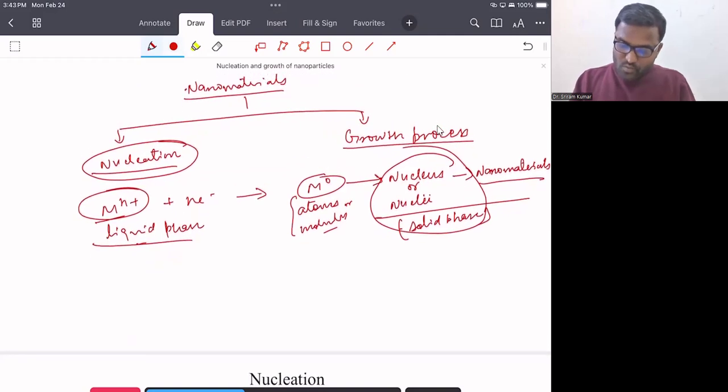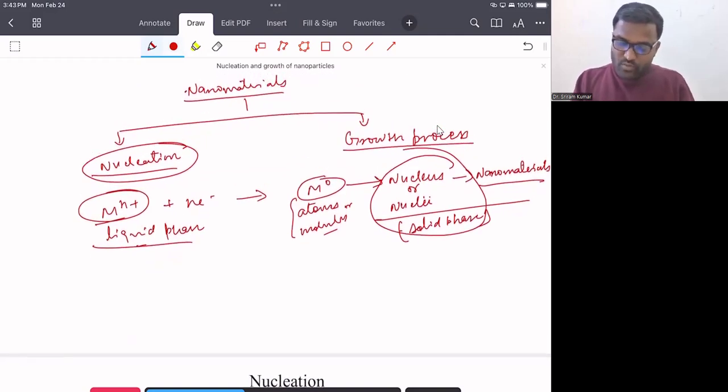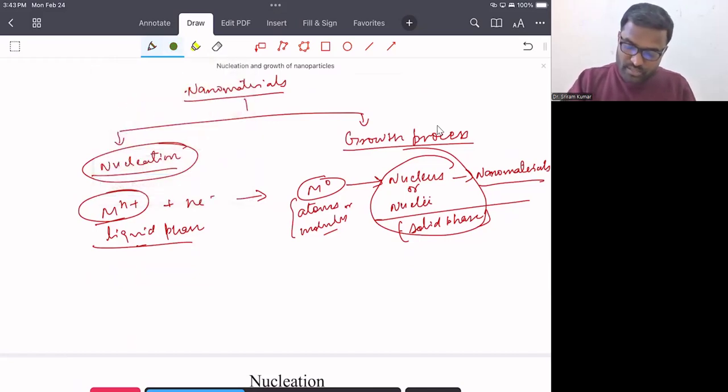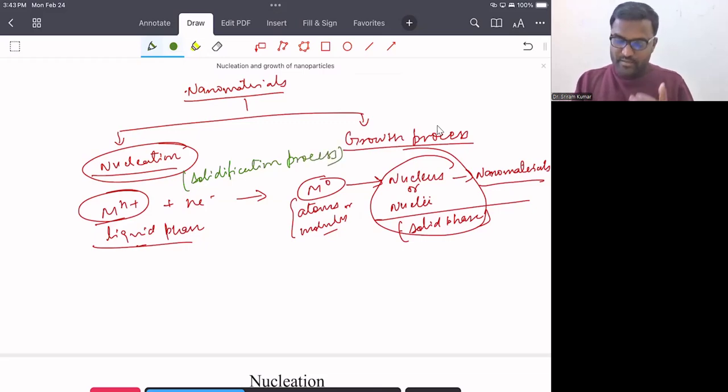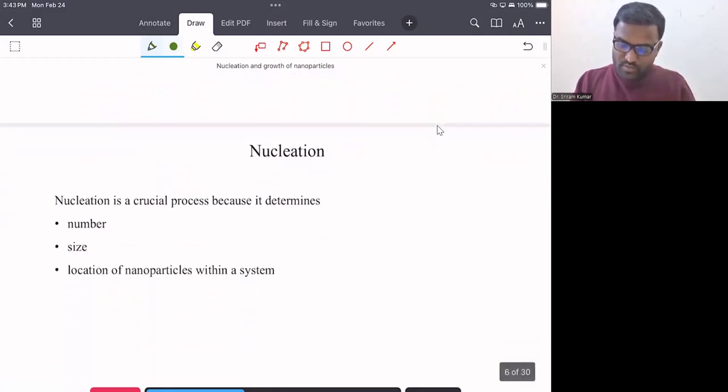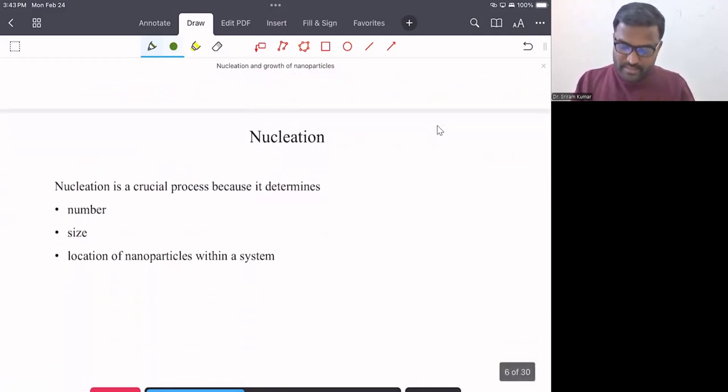Okay, so here we can also say the nucleation process is kind of the solidification process, because we are getting solid phase from the liquid phase, right? So let's understand how the nucleation process affects the nanomaterial synthesis.